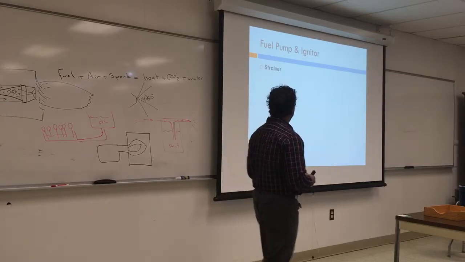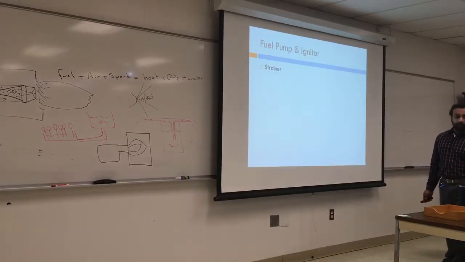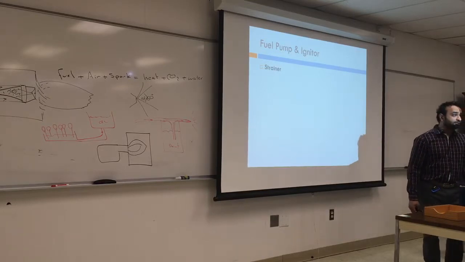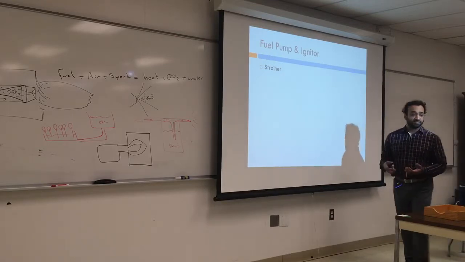Fuel pump and igniters. So the fuel pump usually has a strainer in it to protect the pump in case a chip comes out with the fuel and tries to break the impeller inside the pump. So the pump itself has a built-in strainer in it. If it gets clogged, in some pumps you can take out the strainer and clean it. In other pumps, you have to replace it.